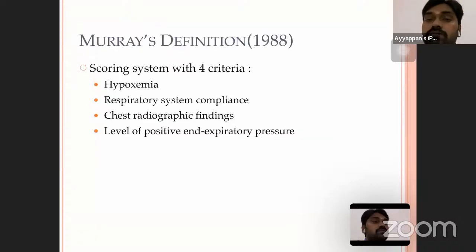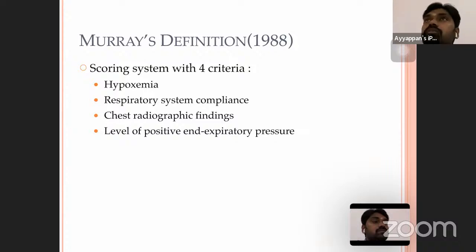Then came, in 1980, the Murray definition. The importance of the Murray definition is that even in this century, we use Murray's scoring to grade acute lung injury and to refer a patient for ECMO, based on the Murray score.